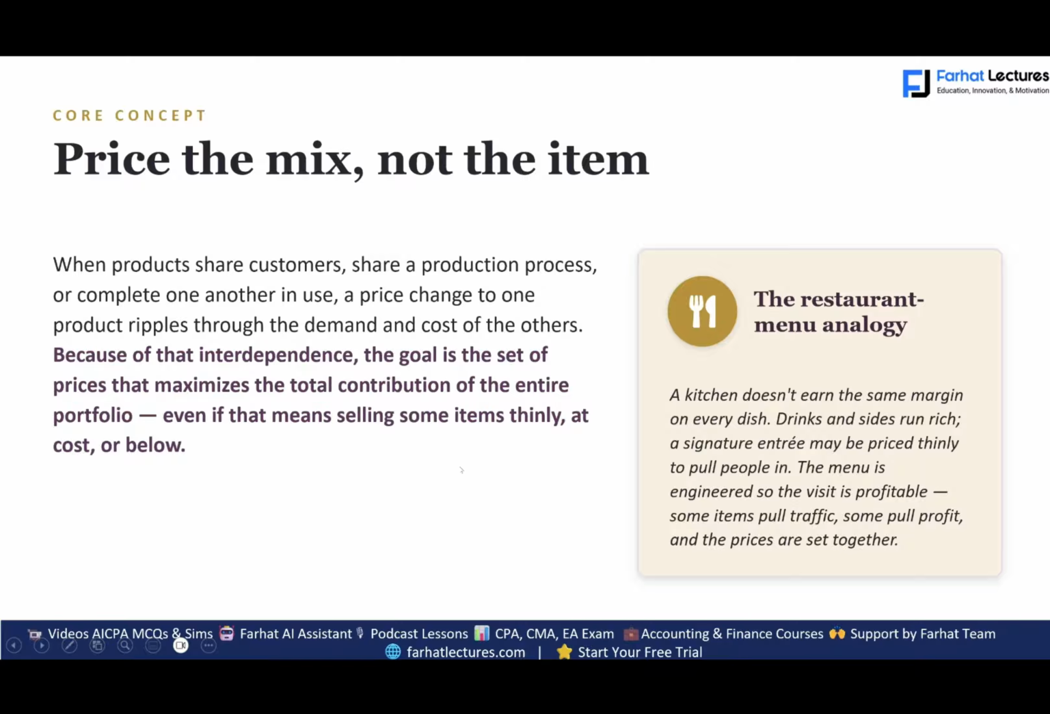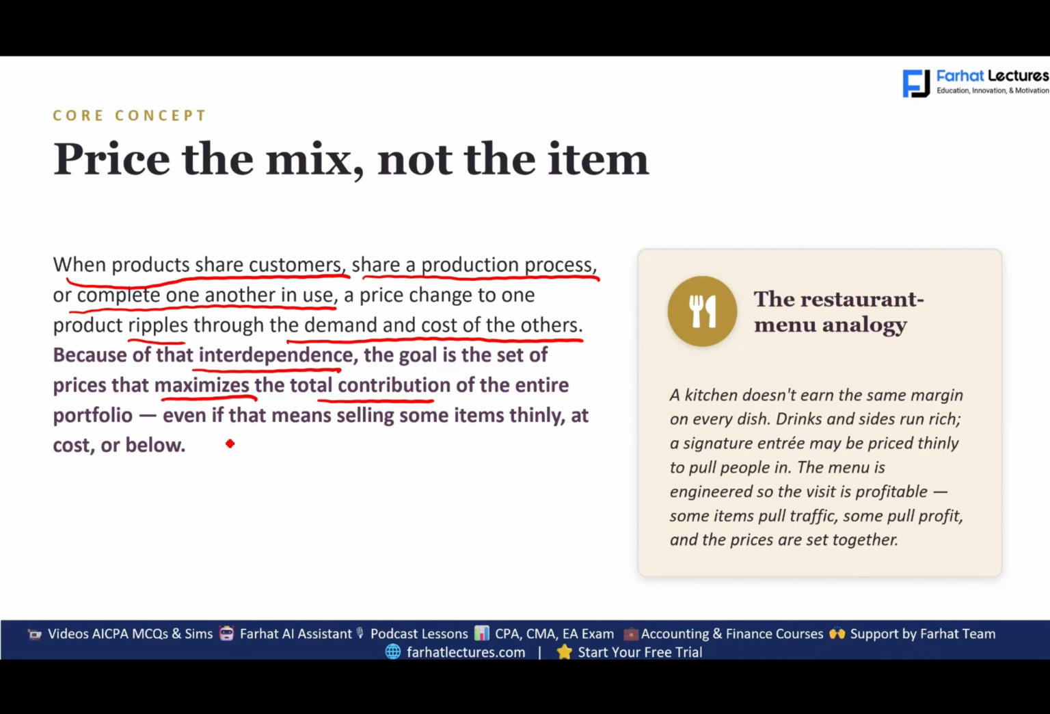So take this analogy and let's look at it from a business perspective. So when products share customers, share a production process, or complement one another in use, a price change in one of these products would have a ripple effect through the demand and cost of others. Because of this interdependency, the goal is to set a price that maximizes the total contribution of the entire portfolio. So you cannot just look at one item, say, I want to make a profit on this item. Well, you have to see how this item will affect other items on the menu.